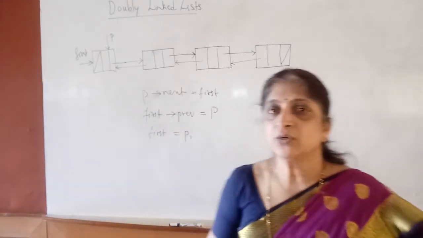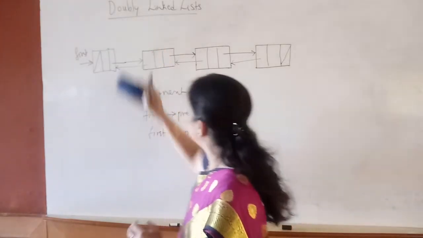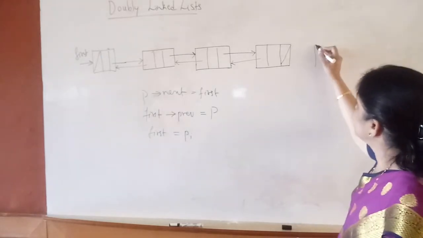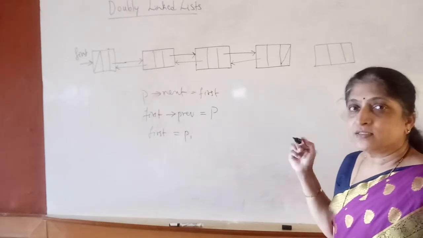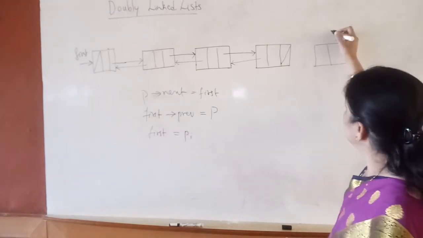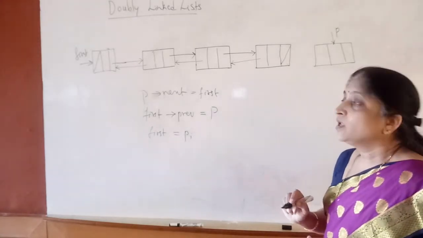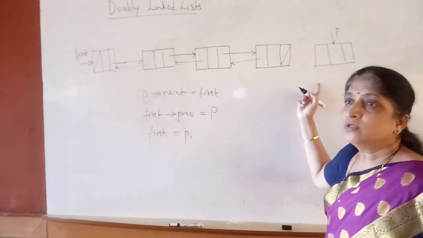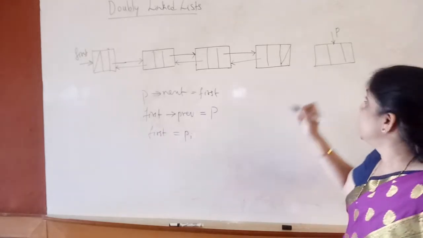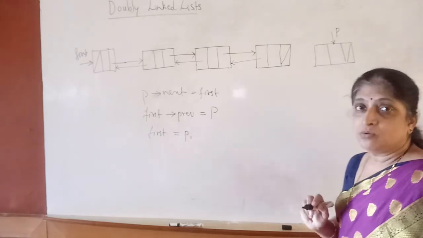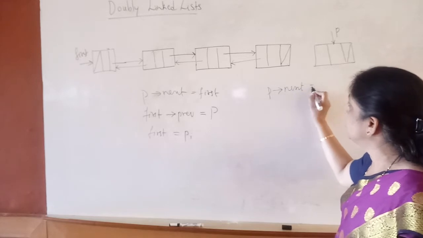Now if we want to insert a node at the end of the list, to insert again we have to perform the get node operation. That is, if you are performing it in C, then it's a malloc operation. Now a temporary pointer P is pointing to this. Now I have to make this as the last node. Since I know that this is going to be the last node, I can make the next field of this P equal to null. That is, we can write P next is equal to null.